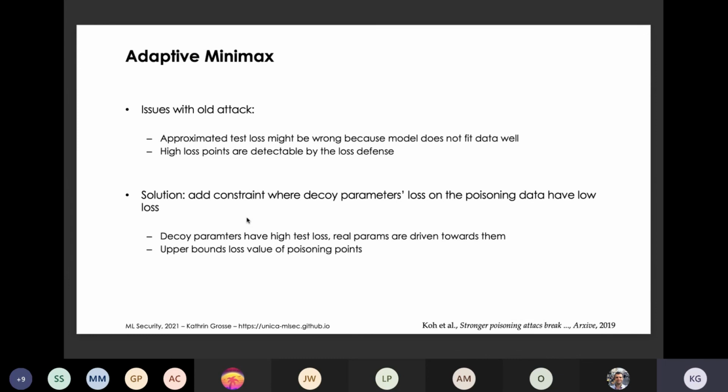And a problem with this attack, and this is something that you also see in the plots if you think about that, is that it will lead to points that have a very high loss. And the other problem you have, at least in the attack that is analyzed here, is that this usually is approximated because it's a bi-level problem, it's difficult to solve. And if your assumptions are not quite right, you cannot be sure that your approximated test losses actually hold in practice. And the idea in particular for the second point with the high loss, because this high loss, if you think about TRIM, is able to defend against such points, is to add a constraint which sort of forces the optimization to upper bound the loss that a point can have.